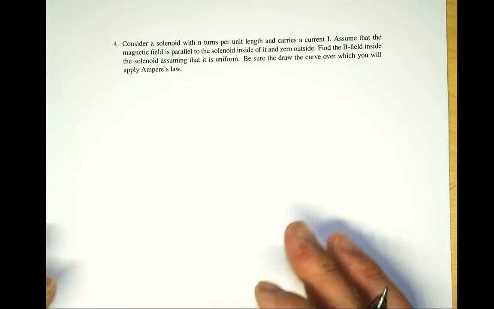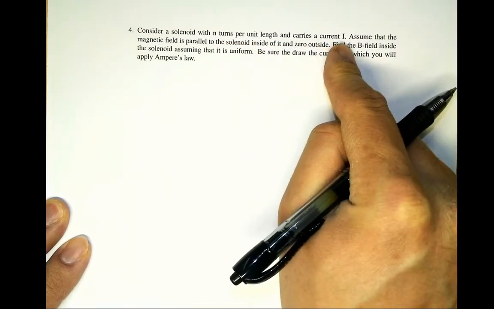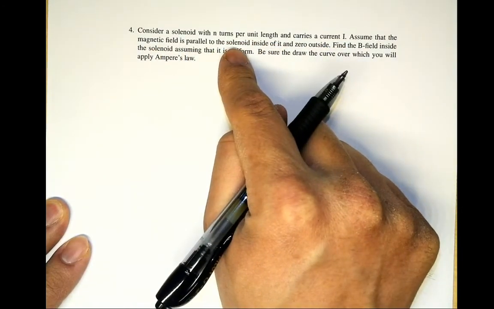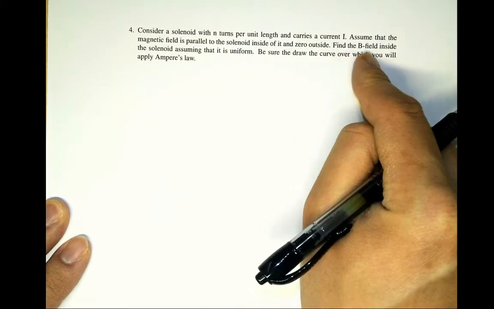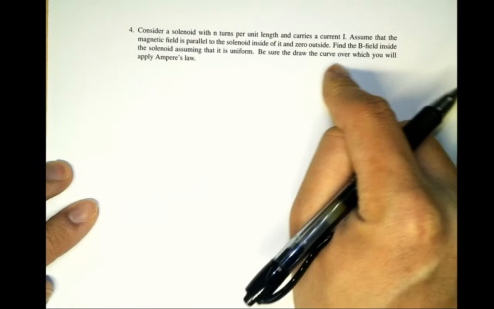Let's consider the following problem. Consider a solenoid with n turns per unit length carrying a current I. Assume the magnetic field is parallel to the solenoid inside of it and zero outside. Find the B field inside the solenoid, assuming it's uniform. Be sure to draw the curve over which you will apply Ampere's law.